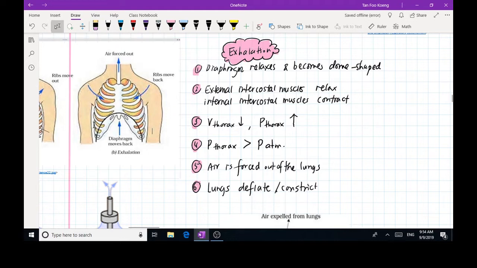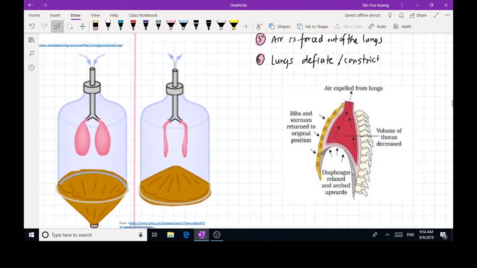So this will press on the space, the thoracic cavity, causing the volume of the thoracic cavity to decrease, and as a result, the air pressure in the thoracic cavity increases. At the same time, the external intercostal muscles relax, the internal intercostal muscle contract, causing the rib cage to move downwards and inwards. So this will cause the pressure in the thoracic cavity to be greater than the pressure in the atmosphere, causing the air to be forced out of the lungs. And this time, the lungs deflate, or we say the lungs constrict, as shown in this diagram.